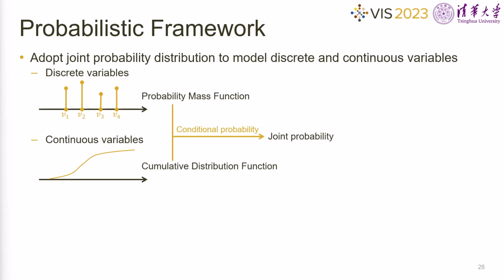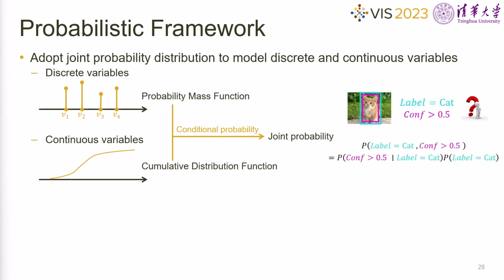We illustrate the calculation of the joint probability using an object detection example. Suppose this person wants to analyze the detected objects with the ground truth label cat and prediction confidence larger than 0.5. He can fulfill his analysis by this formula, which can be further decomposed using conditional probability.